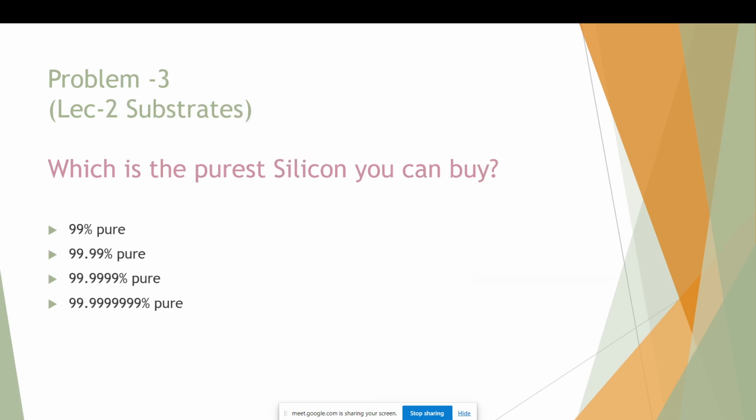So which is the purest silicon you can buy? The fourth one, yeah, you are right. In some cases we can go even purer. This is possible due to the zone refining techniques, which the professor might have taught. So the CZ method, FZ.